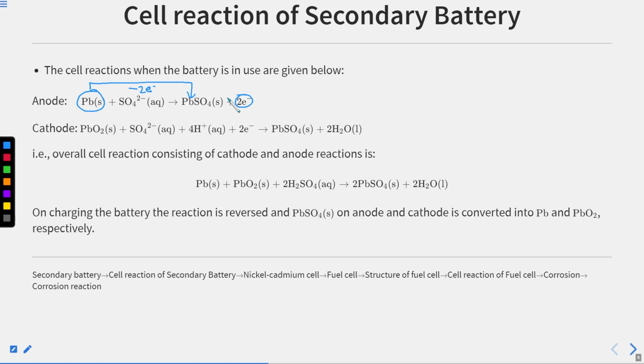Now if we talk about this PbO2, it reacts with SO4 2- and 4H+ and takes up 2 electrons.